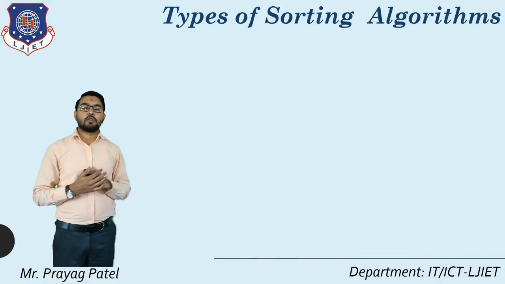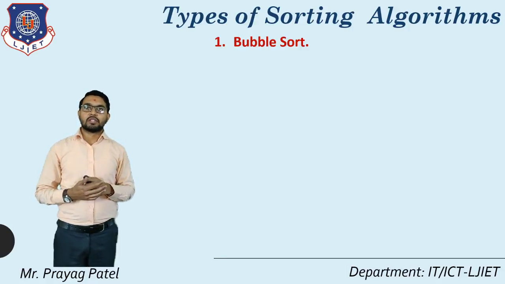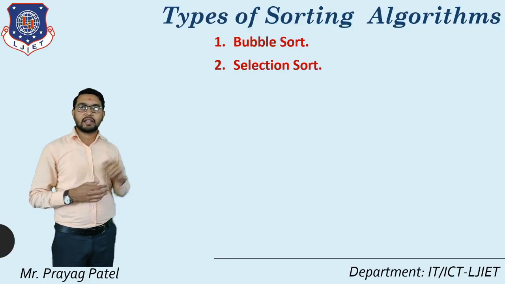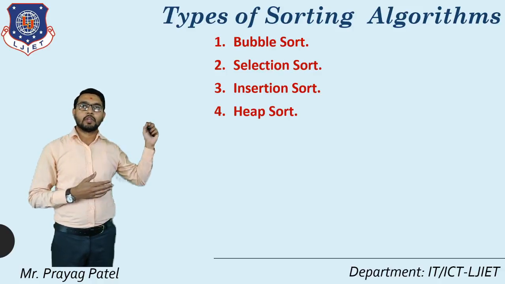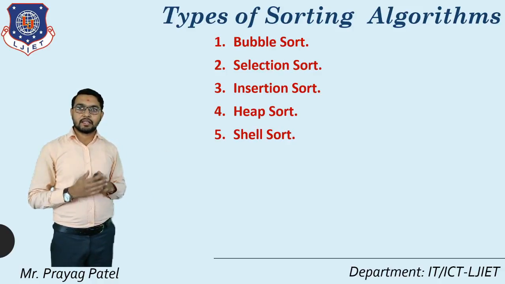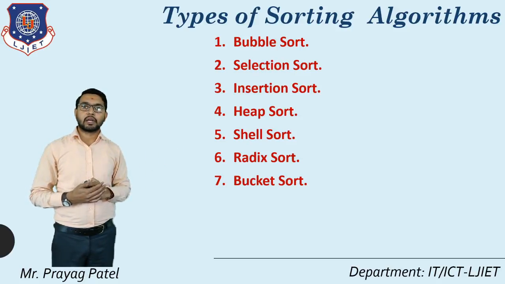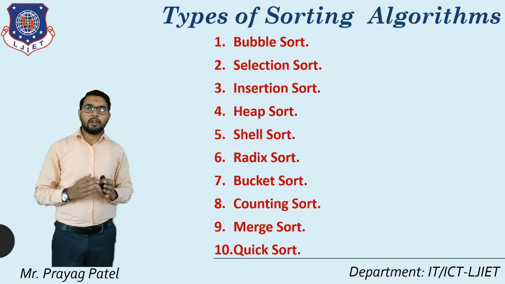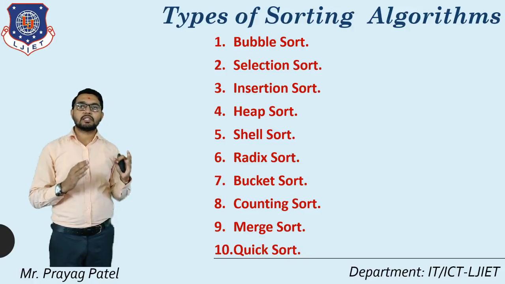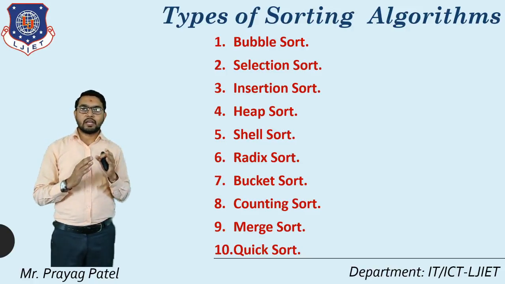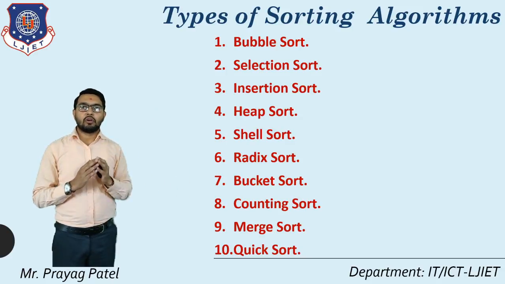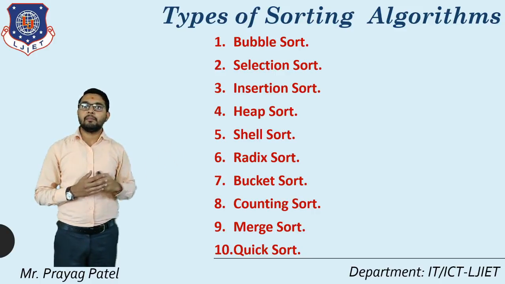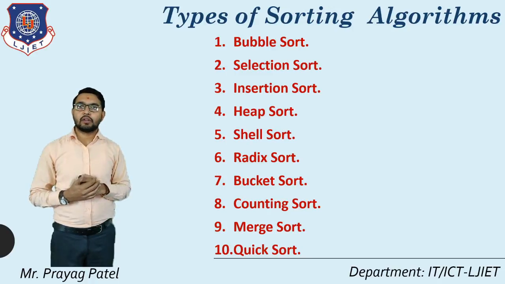Now consider the types of sorting. Many sorting algorithms are available. Consider them one by one. The first sorting algorithm is bubble sort. The second is selection sort, then insertion sort, heap sort. Fifth is shell sort, then radix sort, then bucket sort, counting sort, merge sort and quick sort. So there are 10 different algorithms for sorting, which arrange the data in ascending or descending order. Out of these 10 methods, select any one method and sort your data according to your requirement.